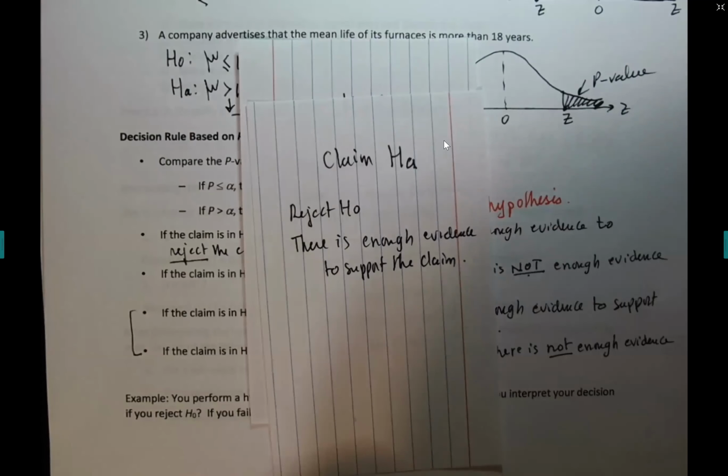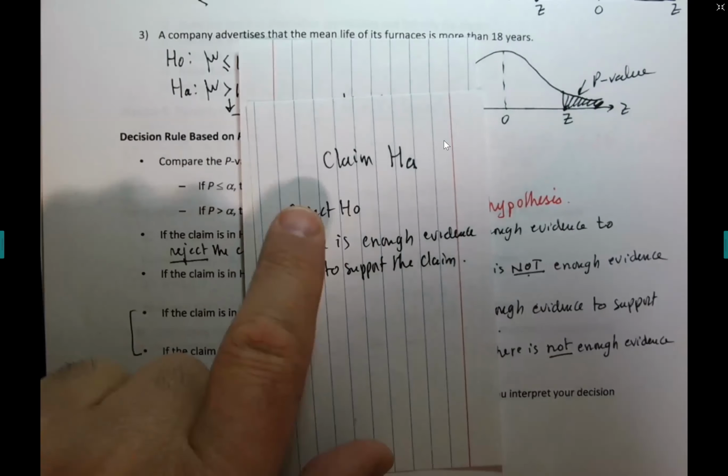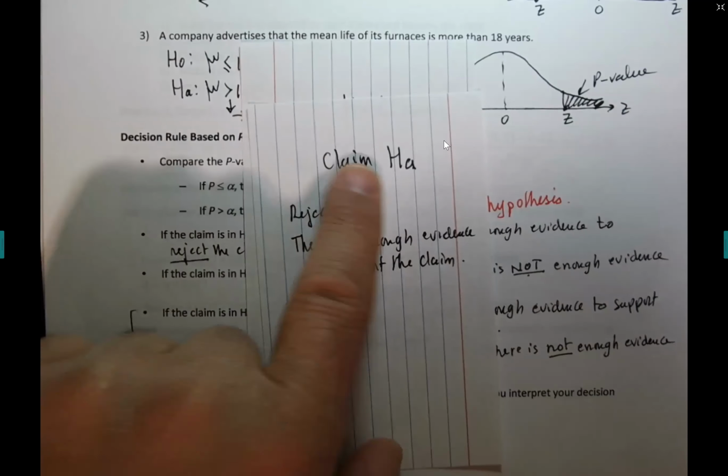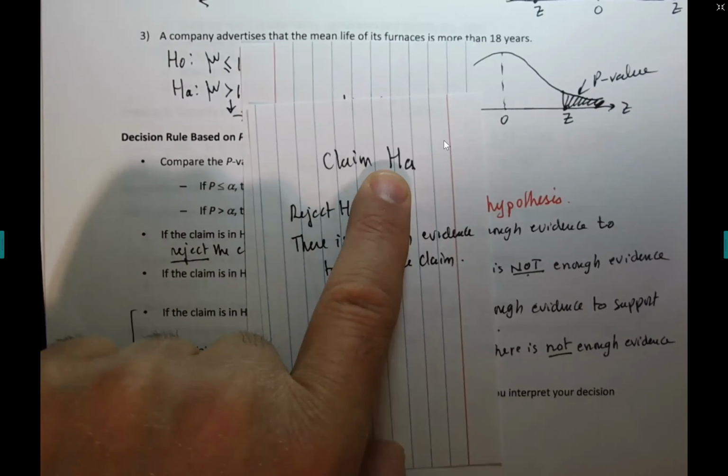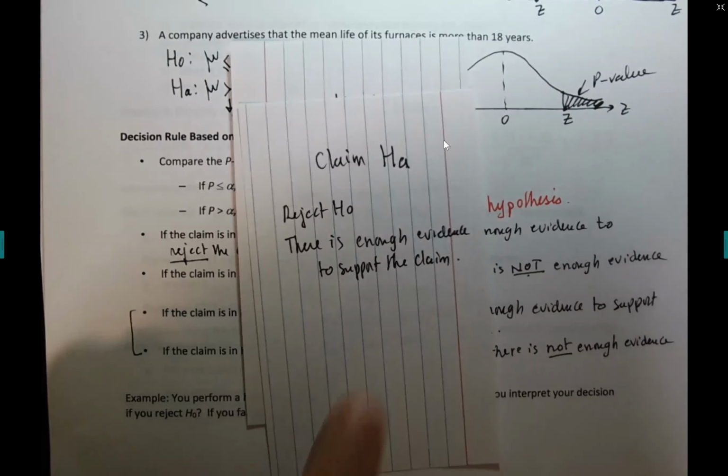Because I said I'm going to take one of the 2. So if I say the first one is bad, then the second one must be good. That's what it says here. You reject the null hypothesis and your claim happened to be in the alternative hypothesis. That means your alternative is good to support. There is enough evidence to support the claim.